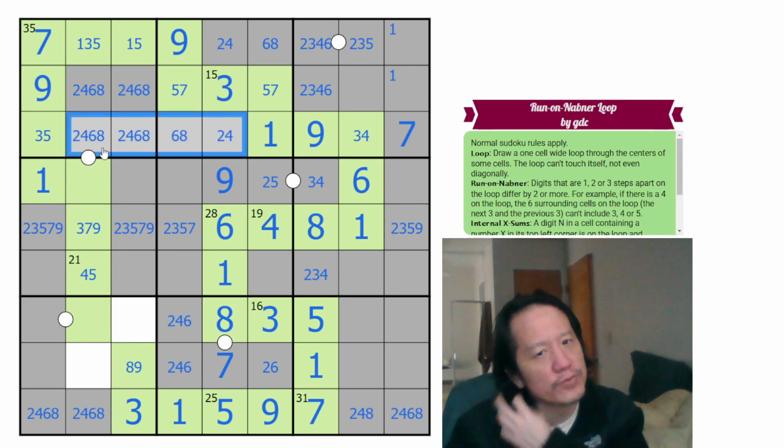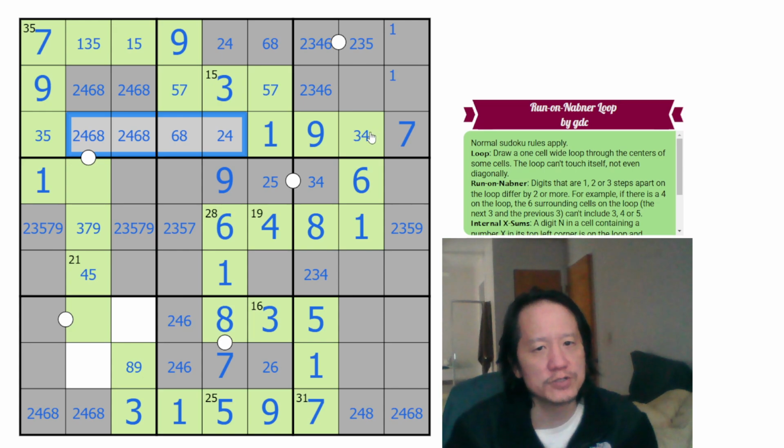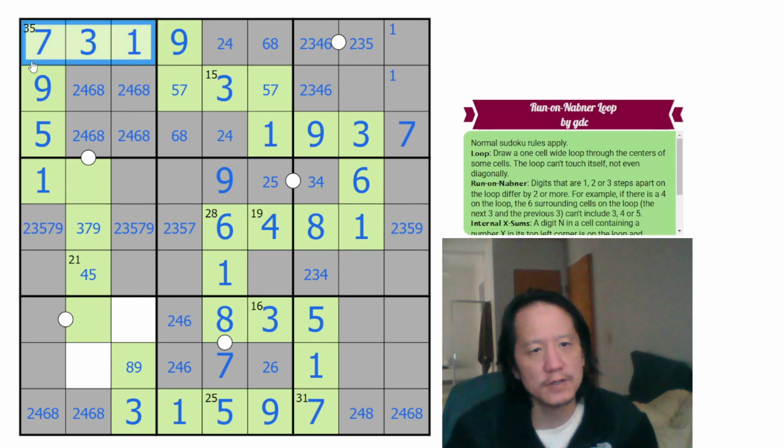Quadruple in row 3, which eliminates 2, 4, 6, and 8 from the rest of the row. Therefore, this can't be 2, 4, 6, 8. This must be a 3, which makes this a 5, which makes this 1, which makes that a 3.